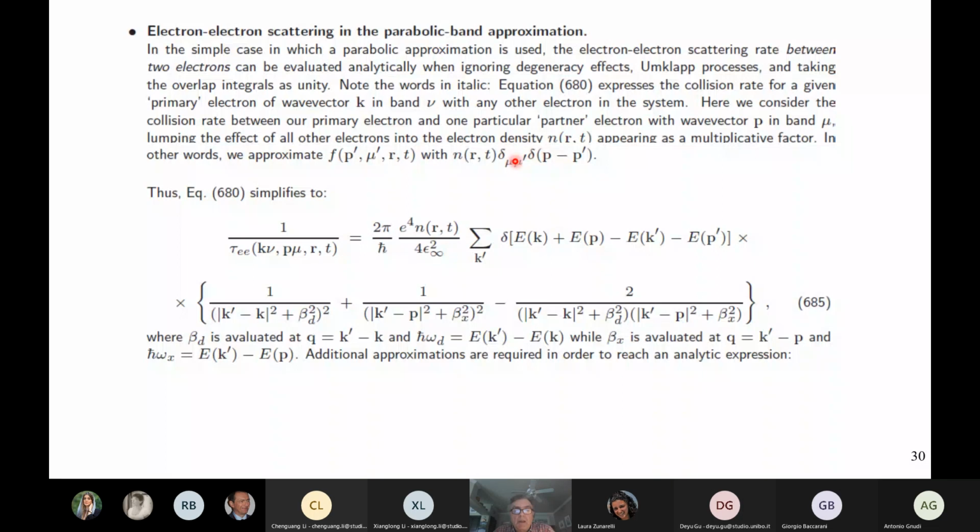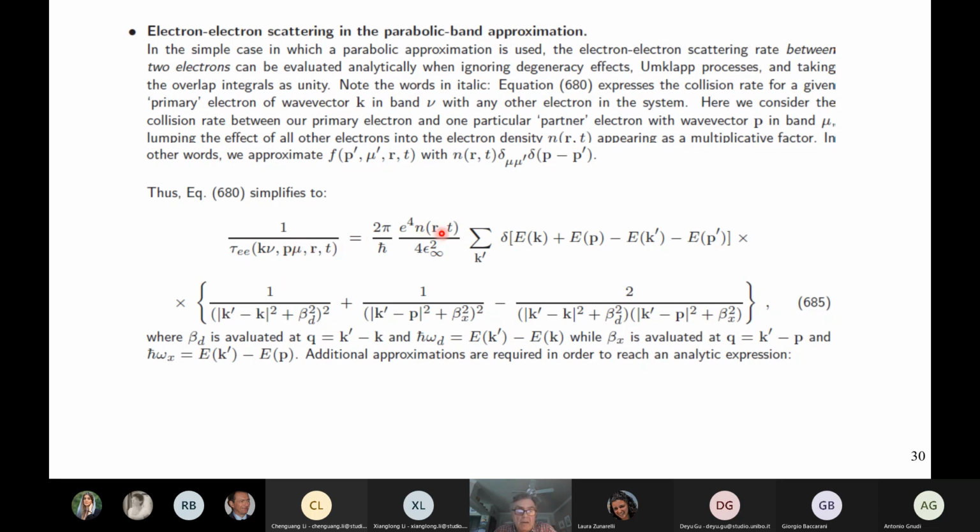Okay. A simple case that you can find in the literature is parabolic bands. This is simple. Then you can do things more or less analytically. So our equation now can be simplified. You can make many simplifications due to the fact that you know the density of states, you know everything, and you replace the distribution function with just the density, and then just an interband process, and you pick an electron with a particular wave vector. So this is the scattering rate between two electrons, one in band nu and crystal momentum k, the other in band nu and crystal momentum p.